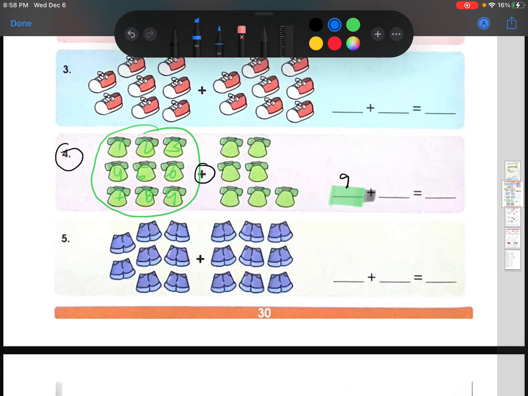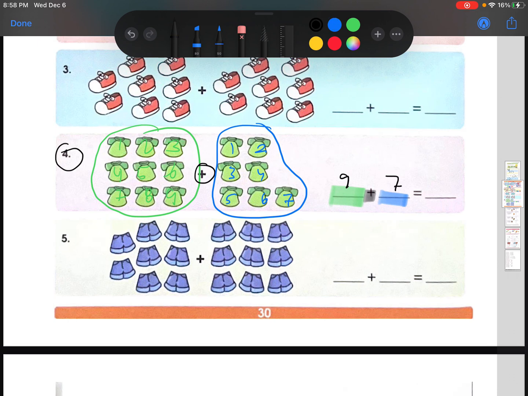And then the second line would be the group of shirts right here after the plus sign, and that is 1, 2, 3, 4, 5, 6, 7. So the second line number is 7.